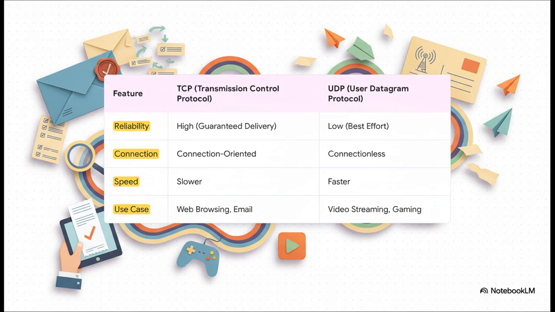Then you've got UDP, the User Datagram Protocol. This is your postcard. You just write it, you send it, no connection, no confirmations, no guarantees. It's way, way faster, which is exactly what you want for things like live video streaming or online gaming. I mean, if you lose one single frame of a video, who cares? The next one is already there. Speed is the name of the game.